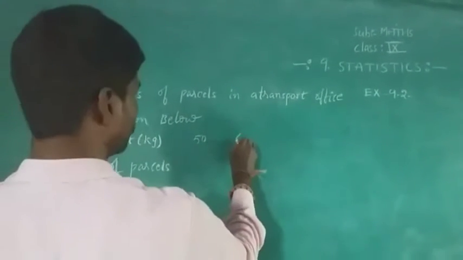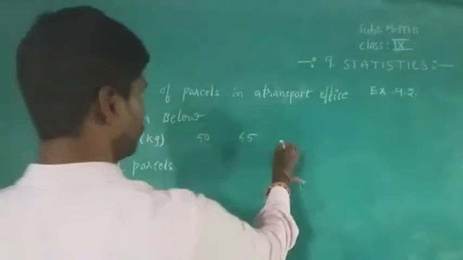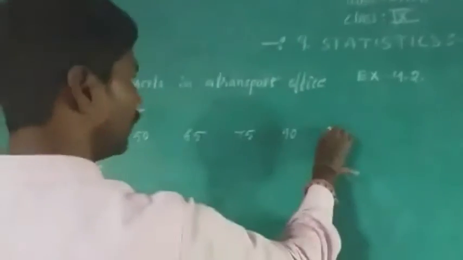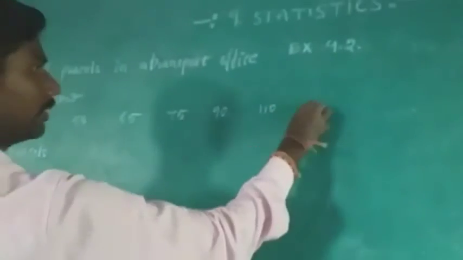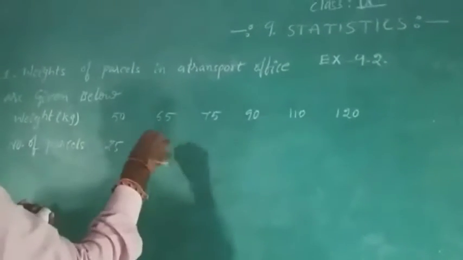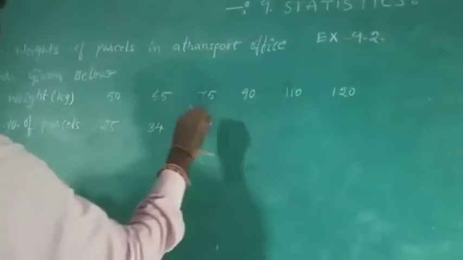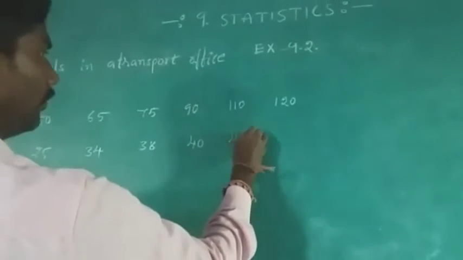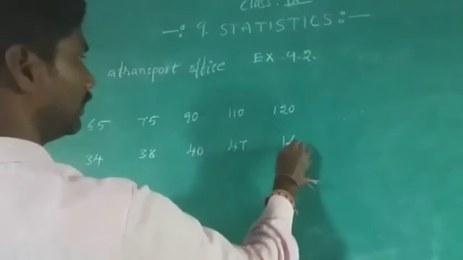The weights are 50, 65, 75, 90, 110, 120, and the numbers of parcels are 25, 34, 38, 40, 47, 16.